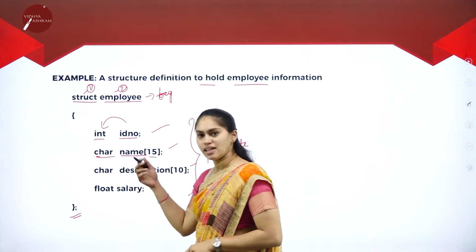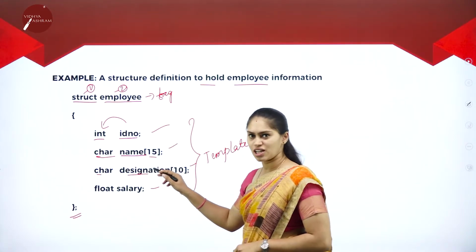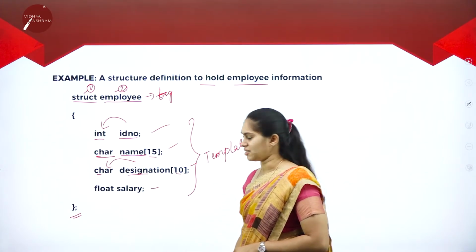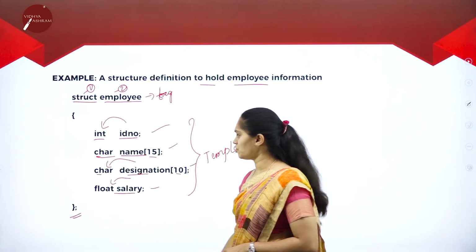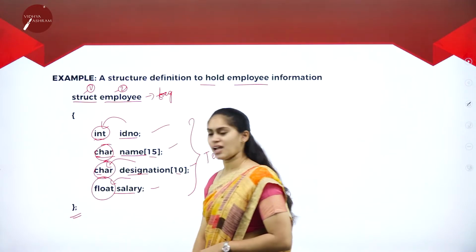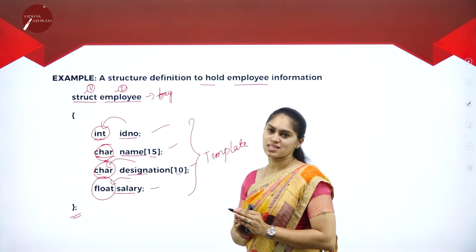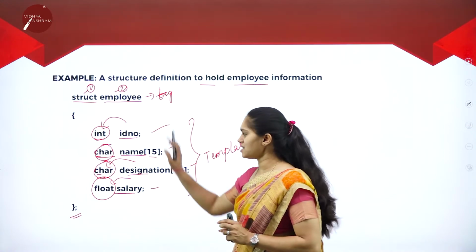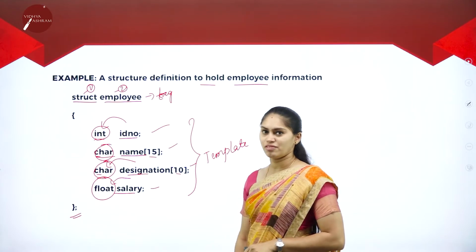Then we have the next member of this structure, that is designation. Here also I am taking a size of 10, of the data type character. Next we have salary, of the data type float. If you look at all the data types, are they all the same data type? No. But when I want to have different kinds of data elements in my program, with the help of this structure only, it is possible. So this is the definition of a structure in order to hold the details of an employee.